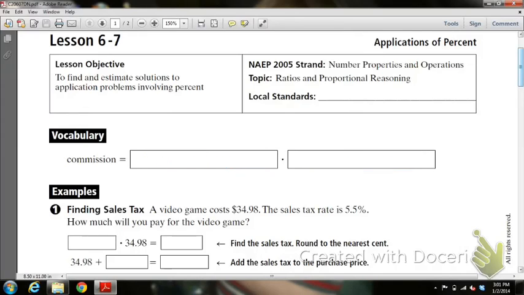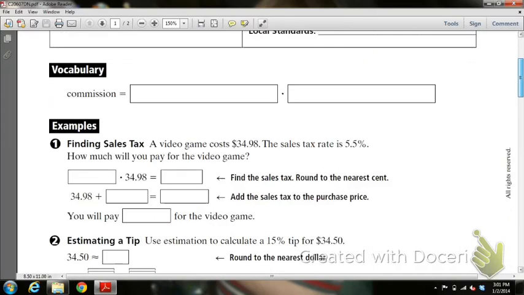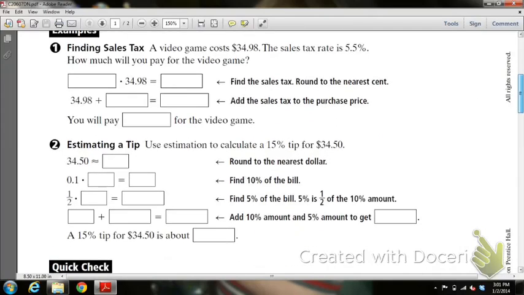We have to pay sales tax on a lot of things in life. So, let's say you were going to buy a video game. The video game costs $34.98. The sales tax rate is 5.5%. How much will you actually pay for the video game?